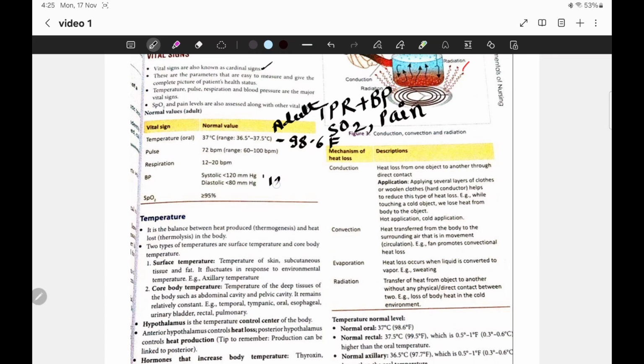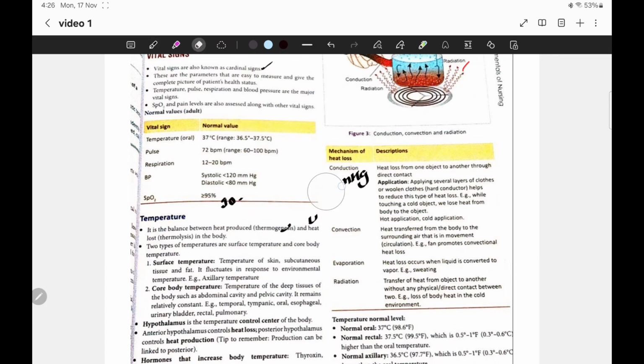So we usually say the BP is 120 by 80, or the BP is 110 by 70. It should always be mentioned with the unit, and the first value is always systolic and the second is diastolic. Saturation is usually 95% or more, but it can vary; 95 to 100% is considered normal.